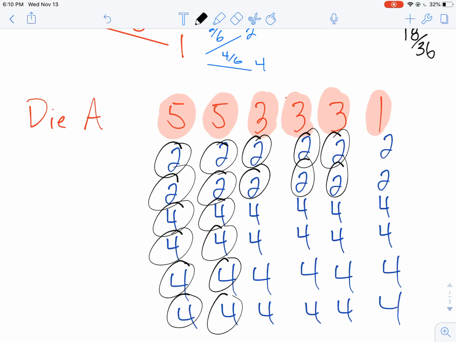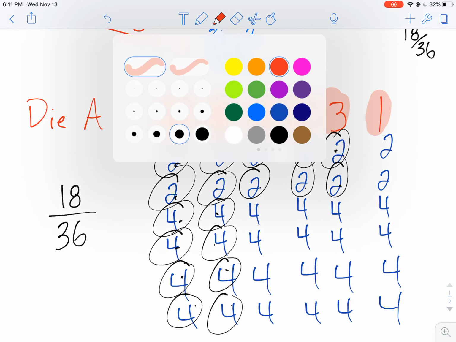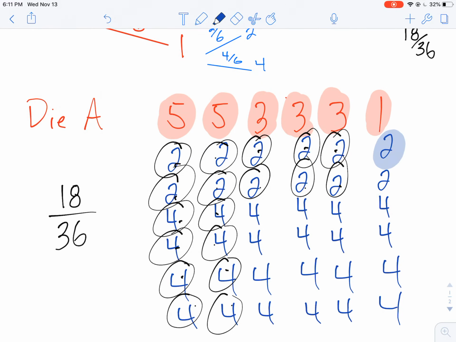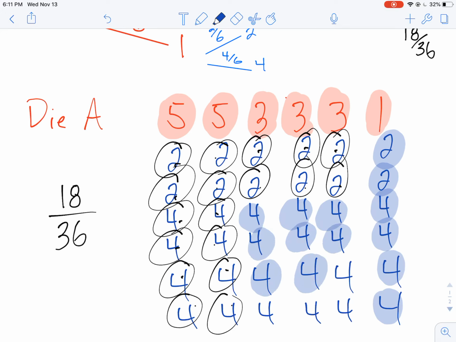So now all I have to do is count up all the times that die A would win. 1, 2, 3, 4, 5, 6, 7, 8, 9, 10, 11, 12, 13, 14, 15, 16, 17, 18. 18 out of 36, which means that die B would win 18 out of 36 as well. You get the idea. If I count them all up, I would get 18 out of 36. So according to this method, it would be 18 out of 36 for either, so it really doesn't matter which one I choose.